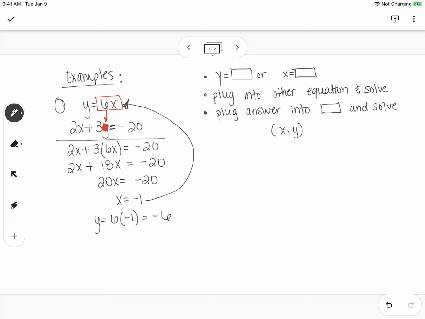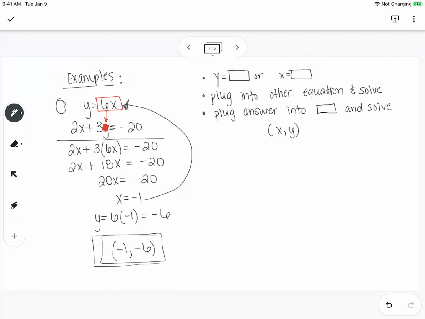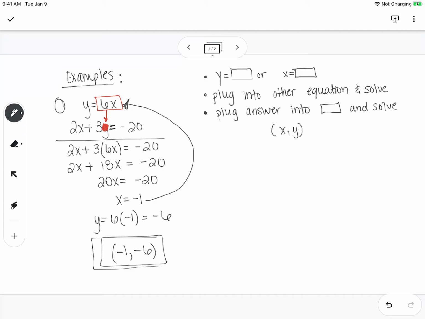You have to write your answer as an ordered pair. And remember, your x comes first. So we found x to be a negative 1. And then my y we just found to be a negative 6. So that is my solution. So find your x or y equals, box it up, and plug it into the other equation. So let's take a look at another example.